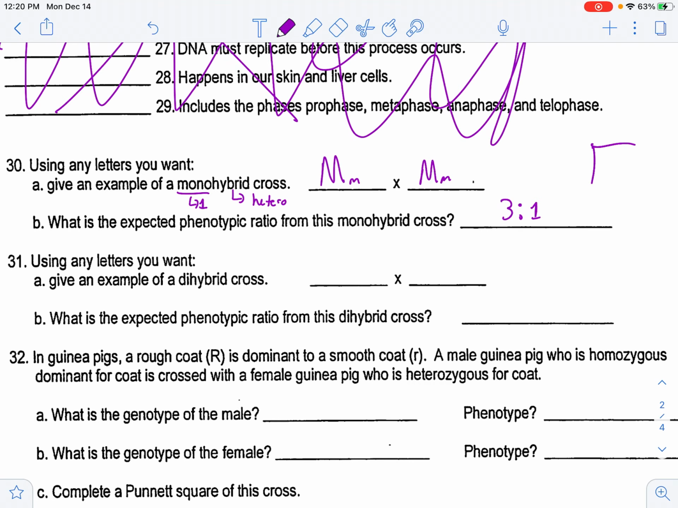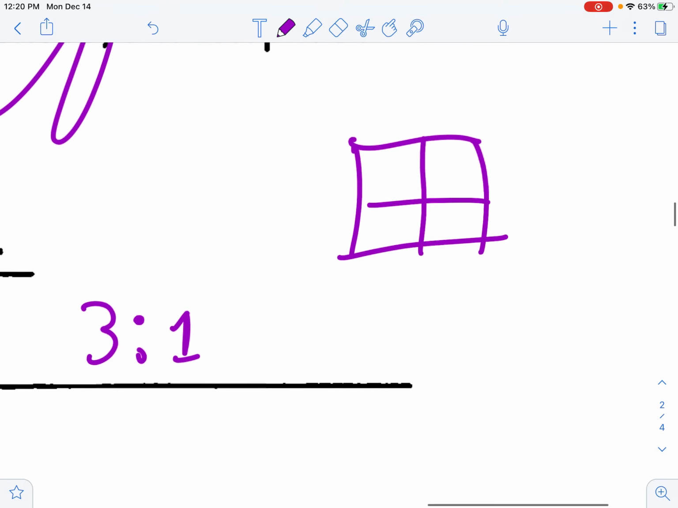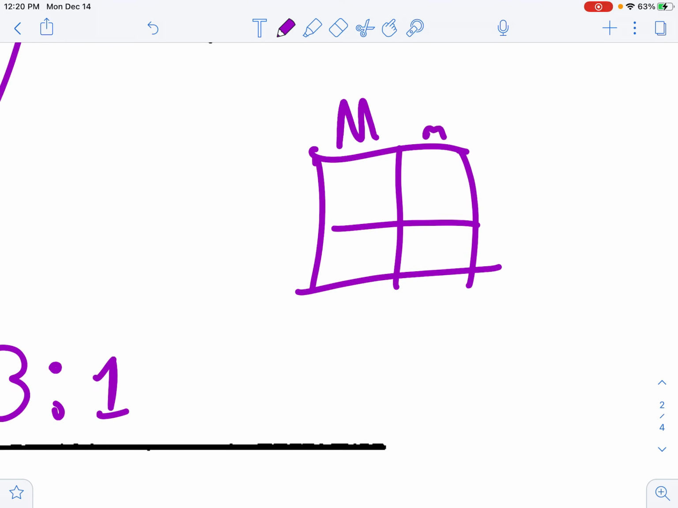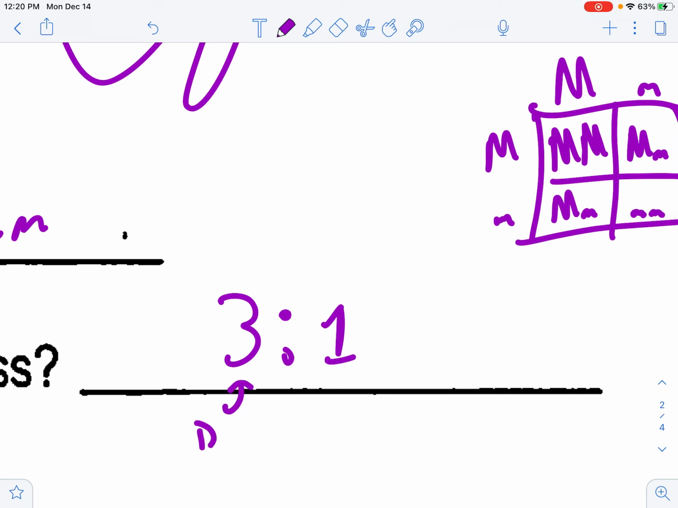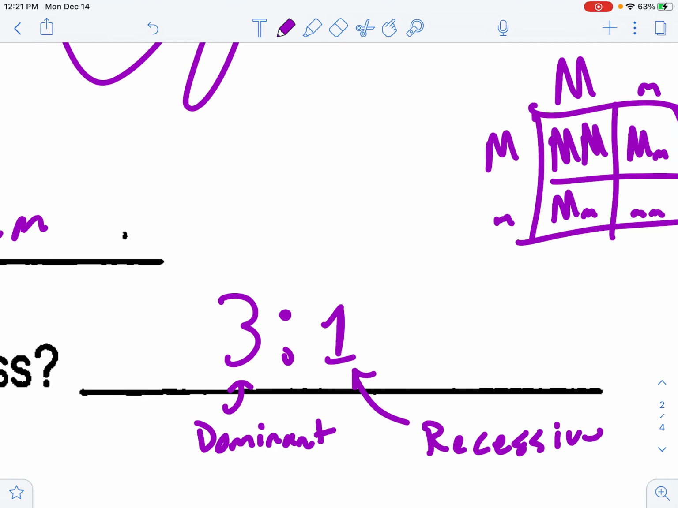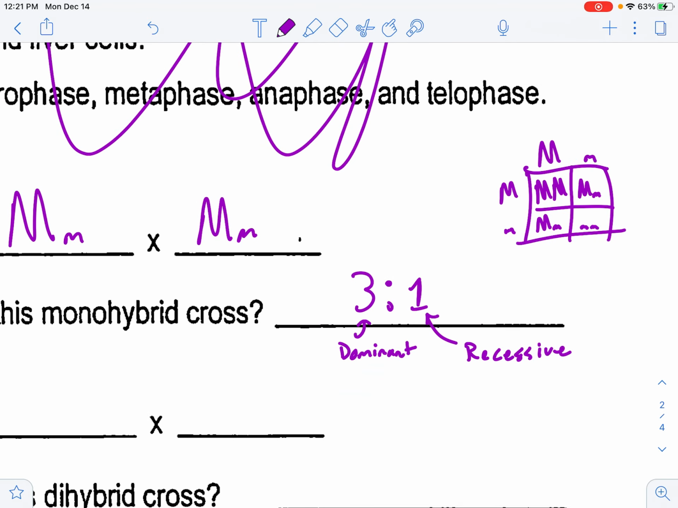And you might be saying to yourself, how did you know that? Well, if you were to look at a Punnett square of this monohybrid cross, capital M, little m, capital M, little m, you're going to see that 3 of the 4 are going to show the dominant trait, and 1 of the 4 is going to show the recessive trait. So when you do your phenotypic ratio, the first number is always dominant. The second one's always recessive. Okay?